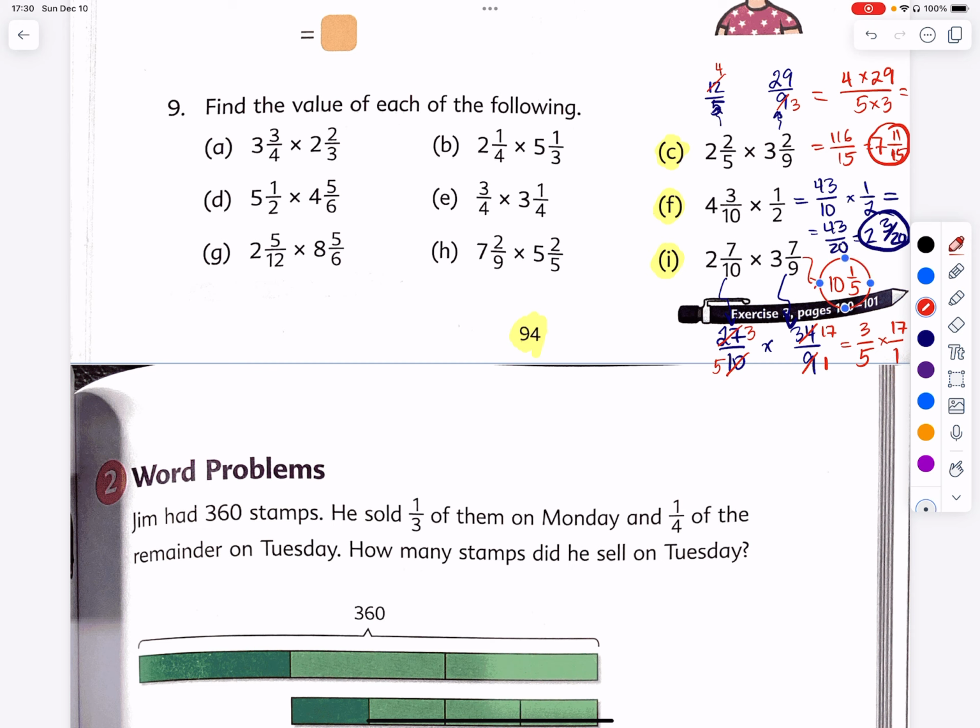My friends, go ahead and solve the rest of the examples by yourselves. Again, remember, the easiest way to do this is to convert all your mixed numbers into their improper fraction equivalents. Don't forget to cancel out before you multiply to make your numbers smaller so you can make fewer mistakes.